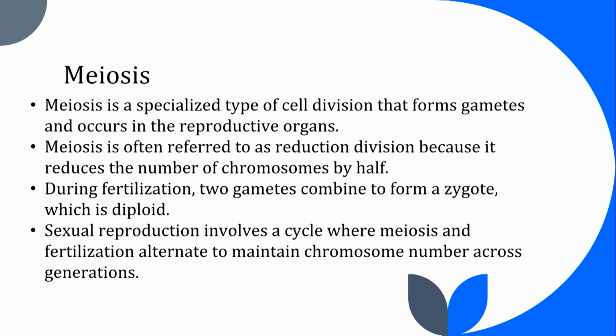We want our egg and sperm cells to have half the number of chromosomes as usual so that when they come together, now we have the full 46 that we're supposed to. Okay, when they come together, that's known as fertilization. During fertilization, two gametes combine to form a zygote, which is diploid.